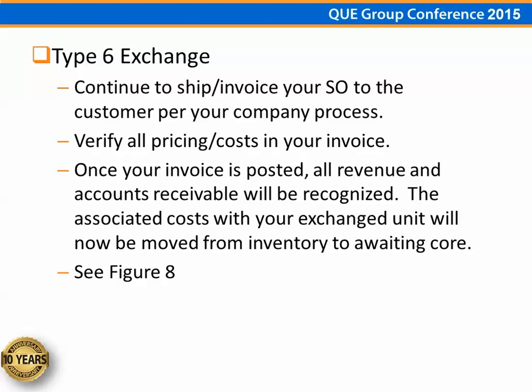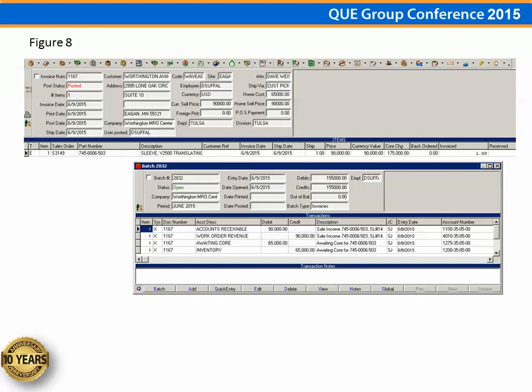You'll go ahead and continue to ship an invoice from the sales order per your customer instructions and your company process. Verify your pricing again and make sure everything is flowing the way that your company's set up, either through the lot module or for your costing. And once your invoice is posted, all revenue and accounts receivable will be recognized, and associated costs with your exchange unit will be removed from inventory to a waiting core. Now that can change again depending on how you set things up and how your company needs to do things. But in this example, this is what it's going to look like.